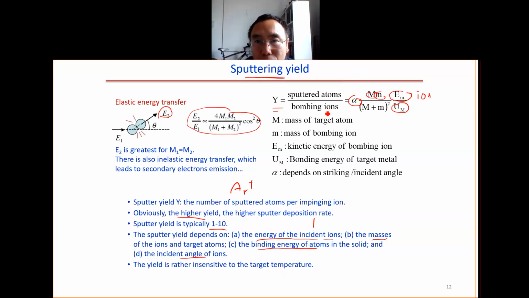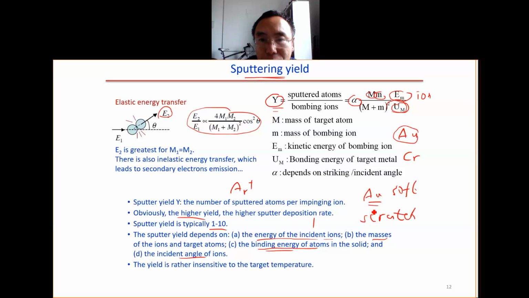From this formula, you can see, for gold, copper and chromium, for example, which one has higher yield? Gold will have higher yield because gold has smaller binding energy. We know that gold is soft. If we scratch it, the gold will be scratched off. So it's very soft, but that means the binding energy is low. With a lower binding energy, you get higher sputter yield.